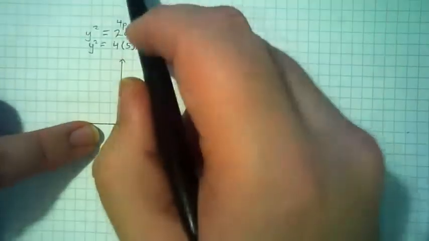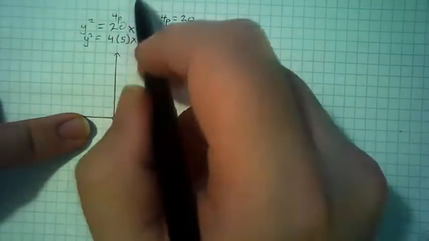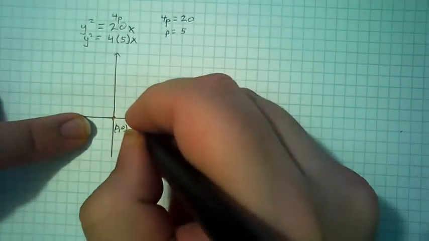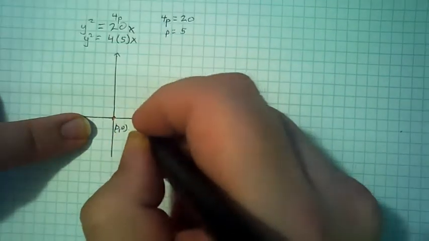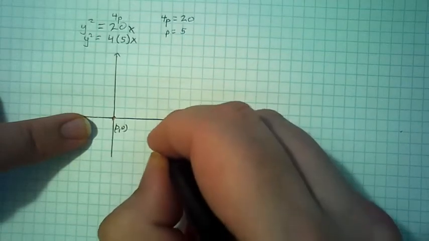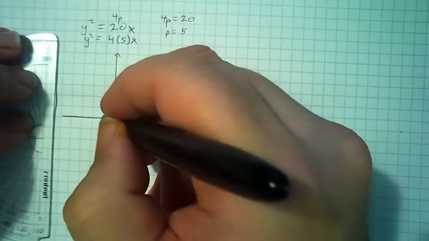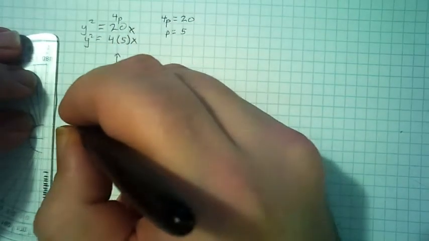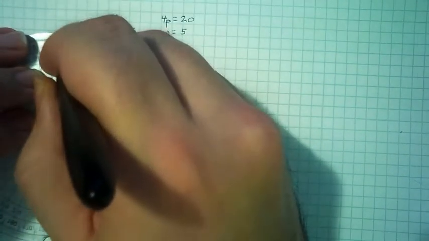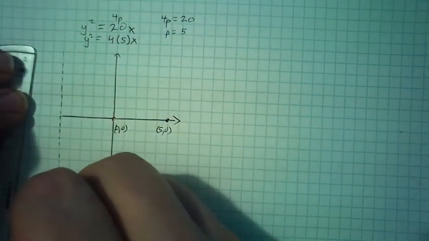P is the distance from the vertex to the focus. So since this is a sideways parabola, P is positive, so I'm moving to the right. It's going to be at 5, 0. 5 spaces to the right. There's my focus. The directrix is going to be the opposite direction. 2, 3, 4, 5. Over here at negative 5. X equals negative 5.